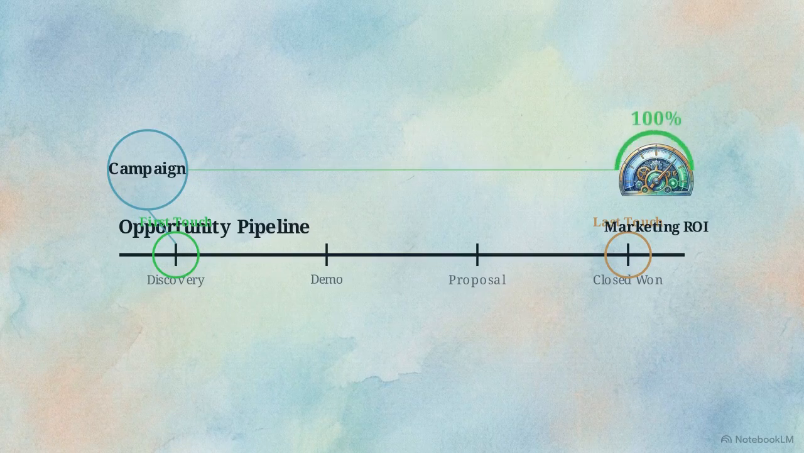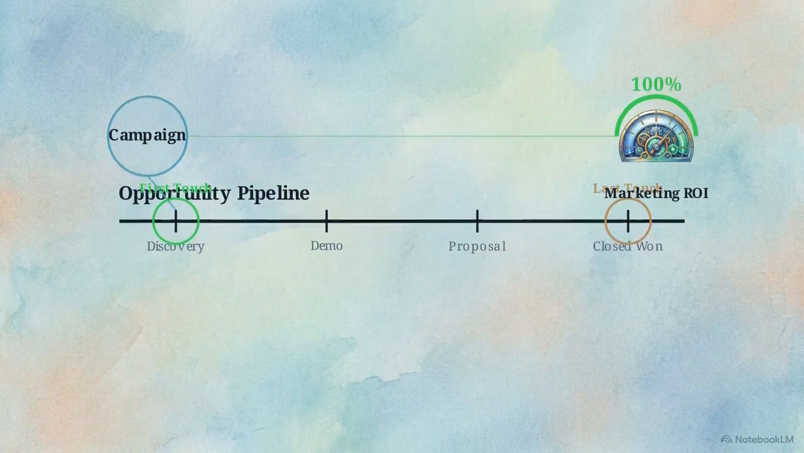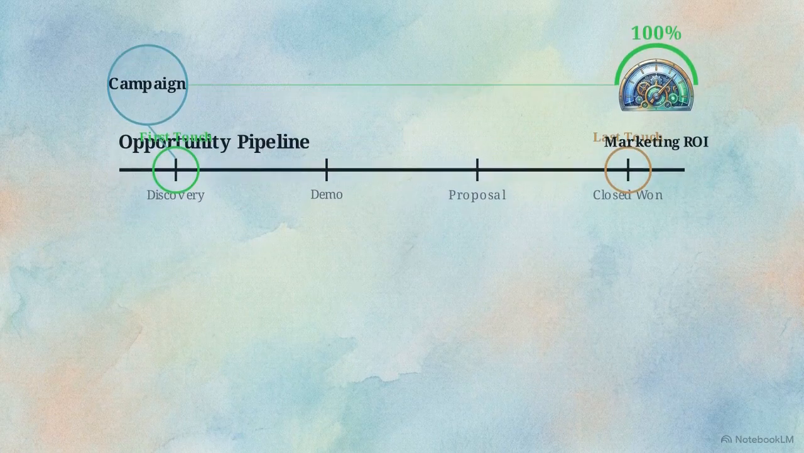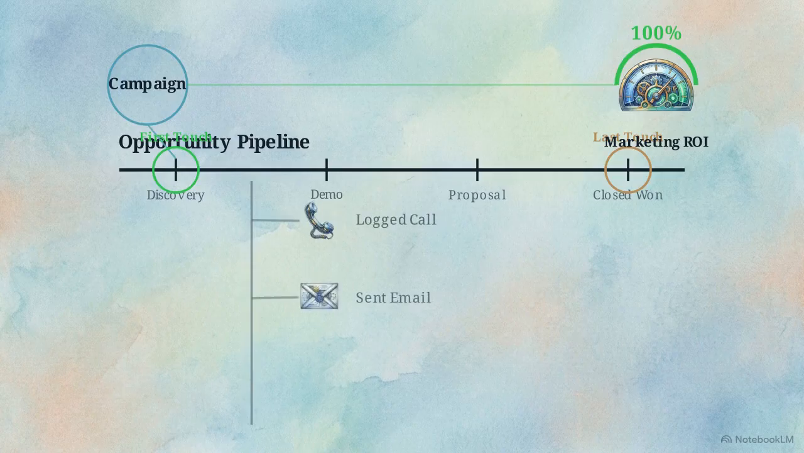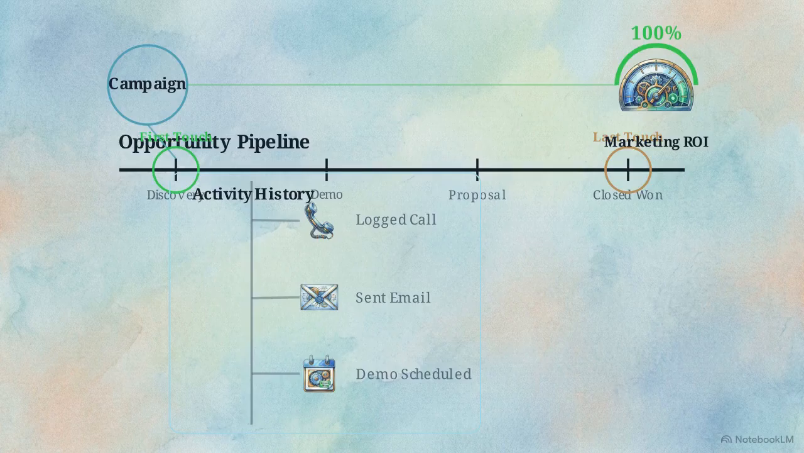To move that deal forward, humans have to do the work. We record this using activities, logs of calls, emails, and meetings. These activities stack chronologically underneath opportunities and contacts, building a verifiable history of sales effort.